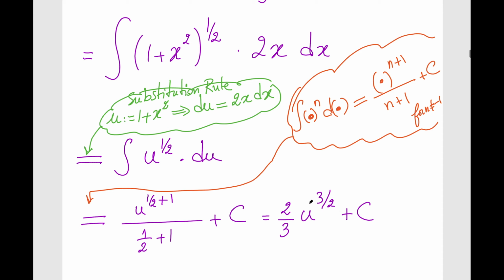in terms of x. U is an auxiliary thing I introduced to the problem. So let's give back the answer in terms of x. What was u for us? It was 1 plus x squared. So this becomes 2/3 times (1 plus x squared) to the power 3 halves, plus a constant of integration.